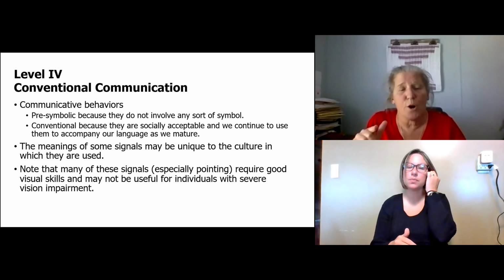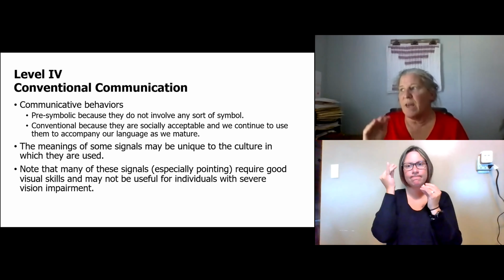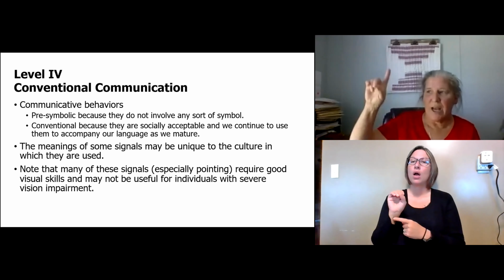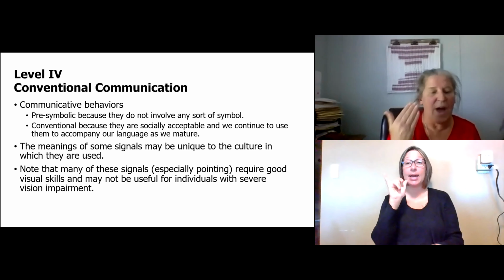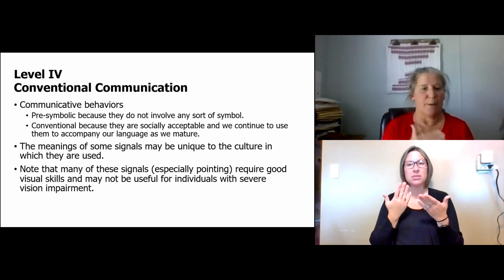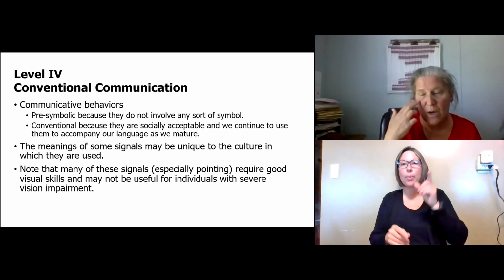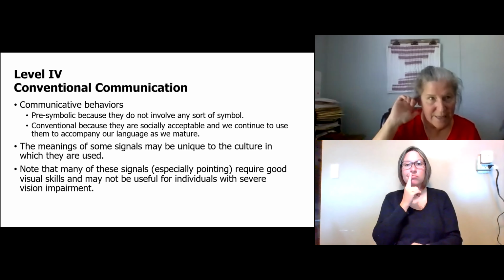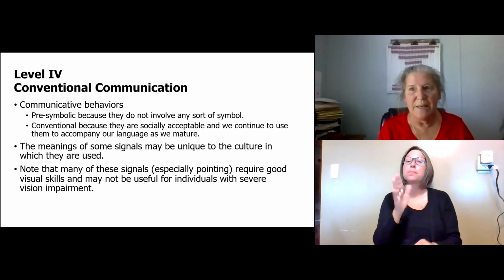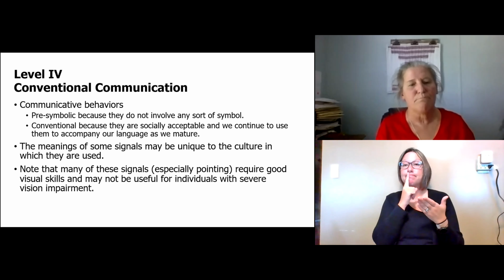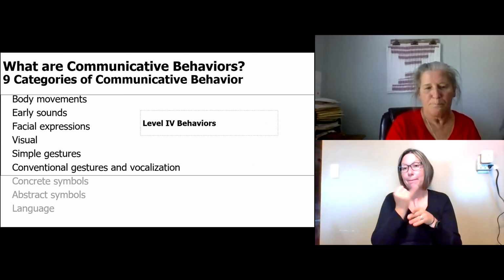Now, in level 4, here's something we need to think about. With conventional gestures, such as pointing, kids with vision loss may not be using some of those gestures, like pointing at something, because they don't see it. So it wouldn't make sense for them to be pointing at those things. Some of those intents may not happen with a child with visual impairment just because of that.